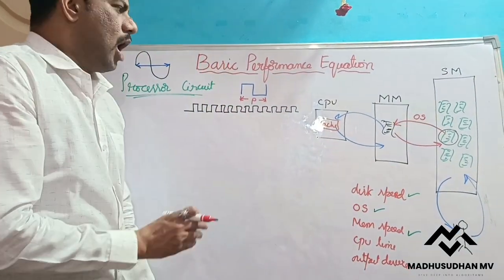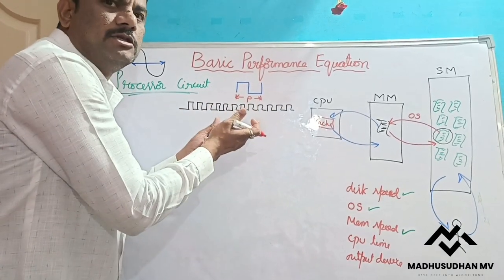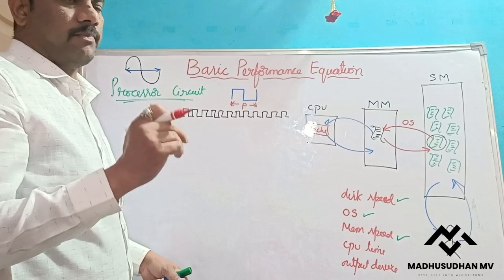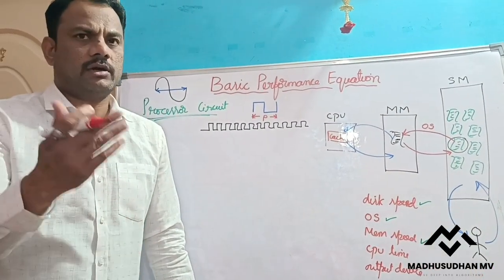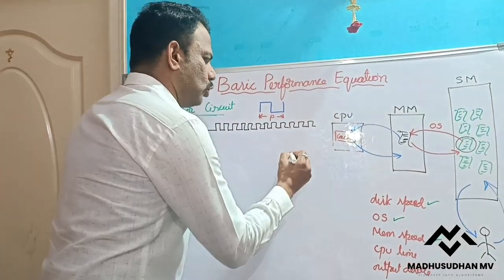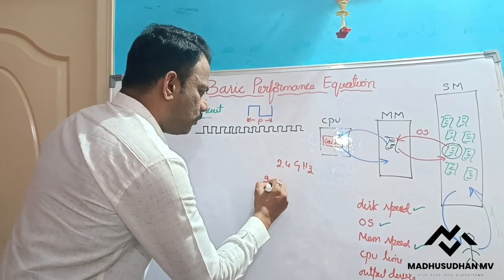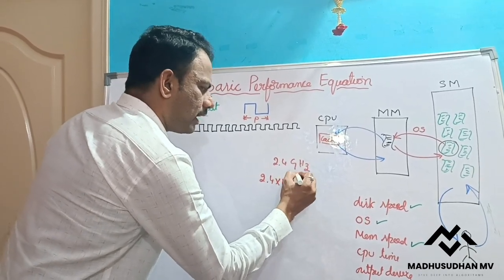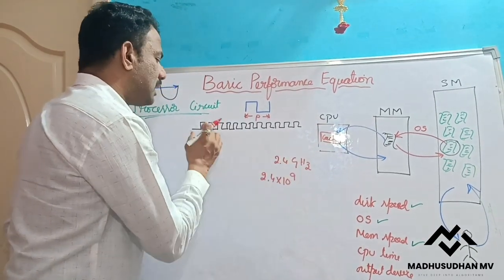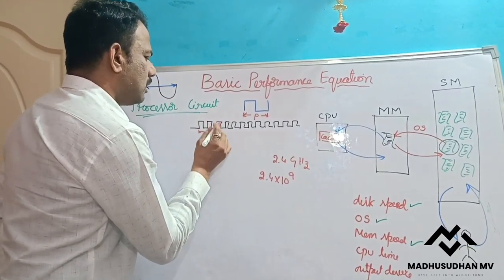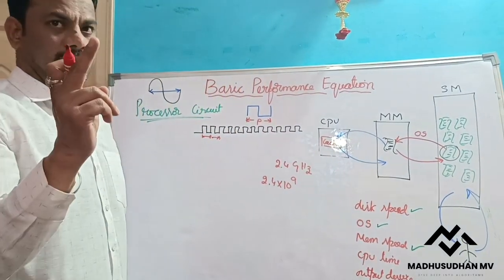So the importance of clock: the more the width of this clock period, the slower our system is. For example, when you buy your system, you can know the speed of the CPU. In our mobiles, generally it is 2.4 gigahertz. 2.4 gigahertz means 2.4 into 10 to the power of 9 hertz, that means 24 followed by 8 zeros. This is one clock cycle, this is two clock cycles, like that, these many clock cycles in 1 second.